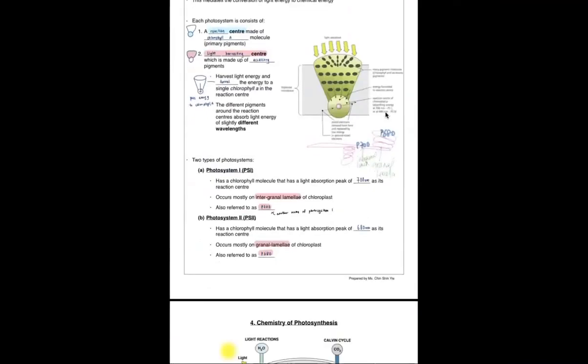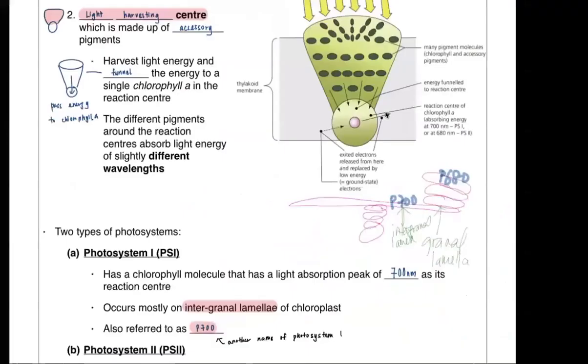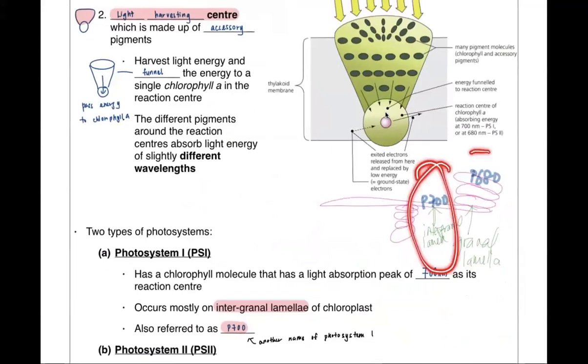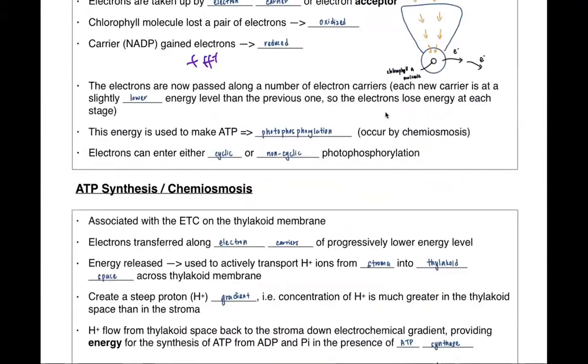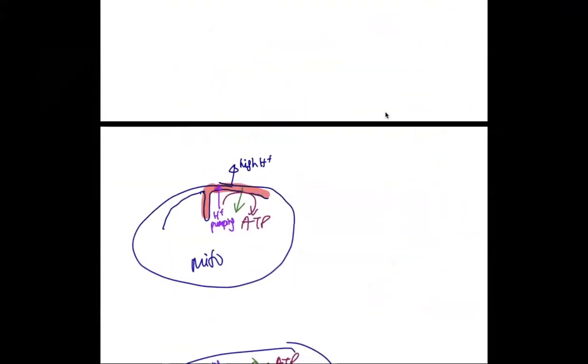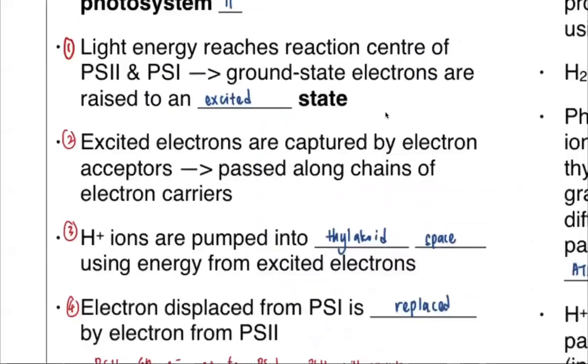Okay, so here your photosystem 1 is here, photosystem 2 is here. Oh, sorry, photosystem 1 is here, photosystem 2 is here. But like I mentioned, it's not the most important thing that you need to remember. So anyway, what happened here is this.